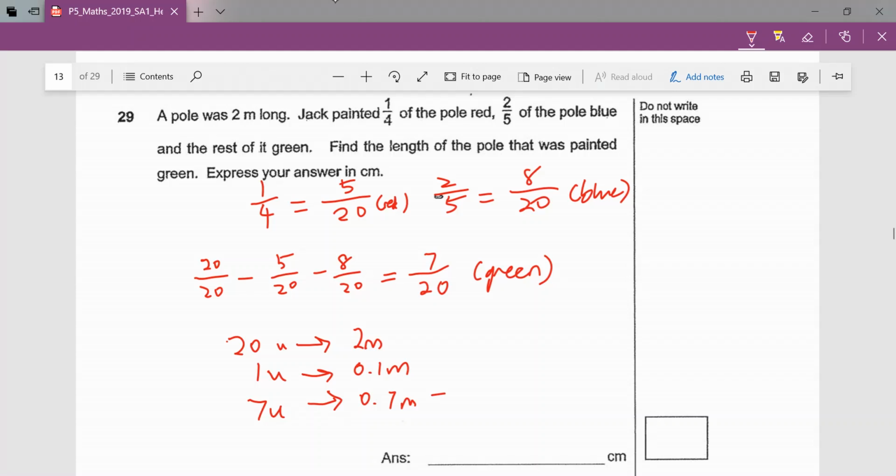Then I must change it to cm in this case, so I must times 0.7 by 100 to give me 70 cm. This is the length of the pole painted in green.